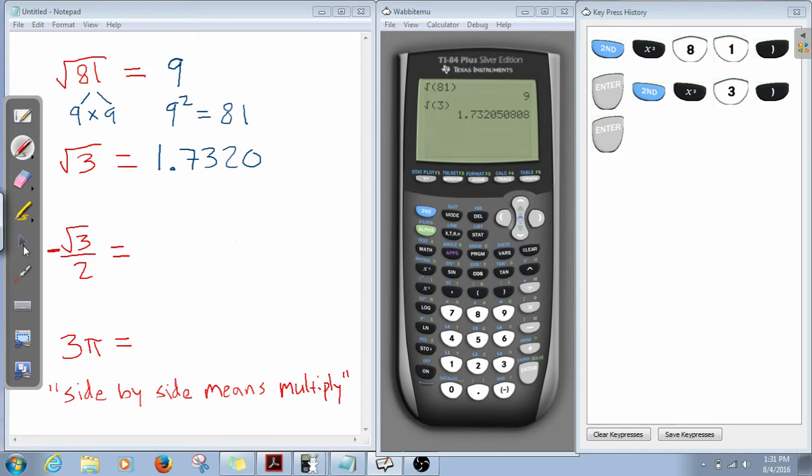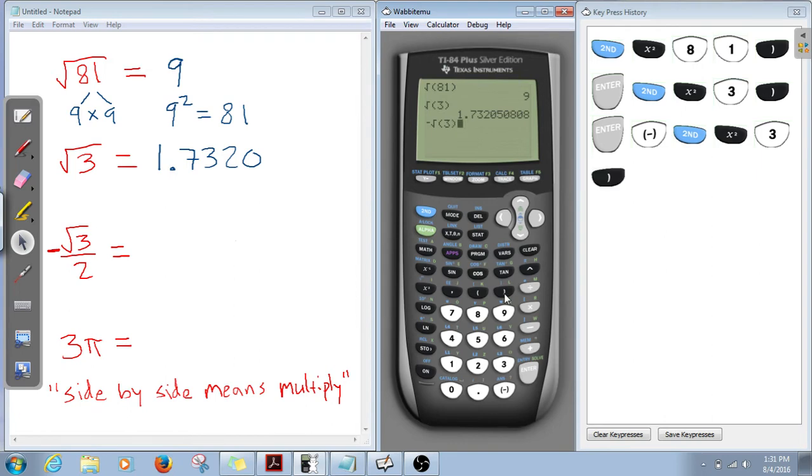Okay. Next one, we have negative square root of 3 over 2. It looks like a fraction, but we know that we can say negative square root of 3 divided by 2. So let's try that one. I'm going to start first with my negative symbol. Then I'm going to get my square root symbol by hitting the blue button, then this button. I'm going to put 3 inside my house. I need to close it because only 3 is inside of my house. And now I'm going to divide by 2.